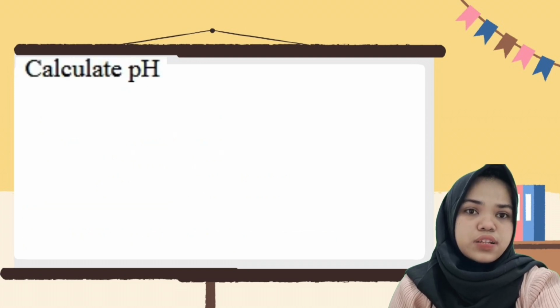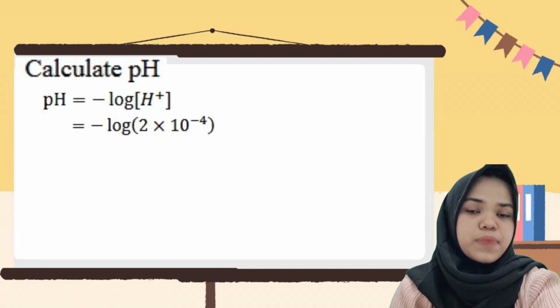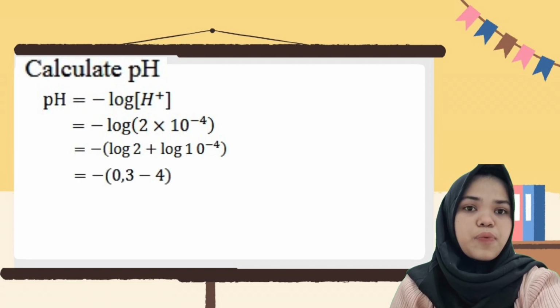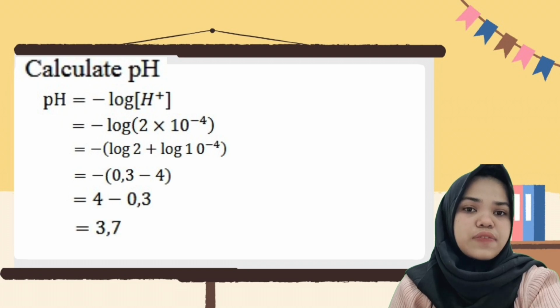Now we calculate the pH value. Negative log of 2 times 10 to the minus 4. Then we break down the logarithm. Negative (log 2 minus log 10 to the minus 4). Log 2 is about 0.3, and log 10 to the minus 4 is minus 4. So pH equals negative (0.3 minus 4), which equals 4 minus 0.3. The result is pH equals 3.7.